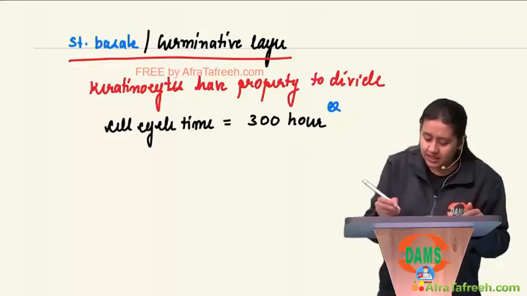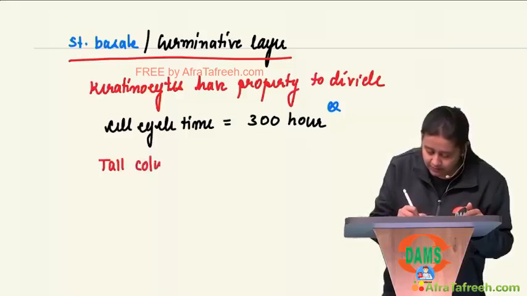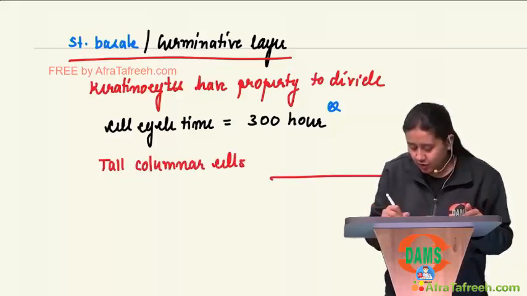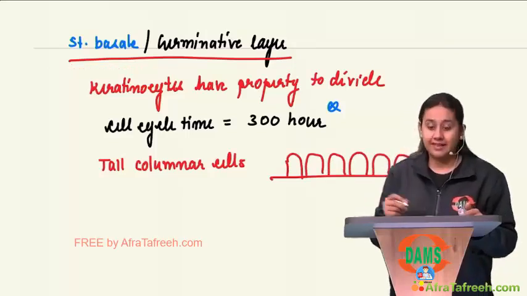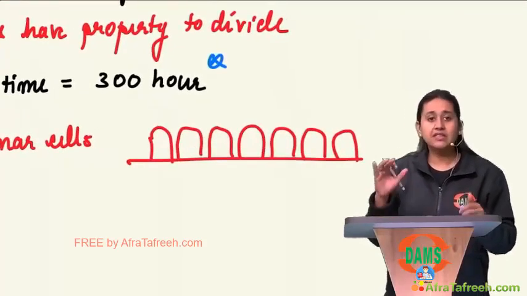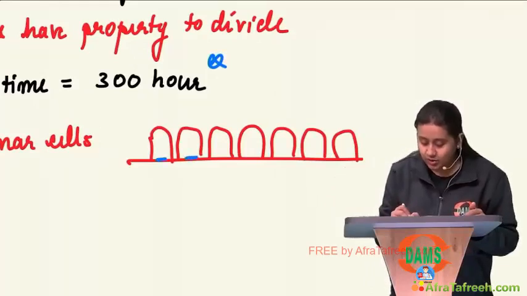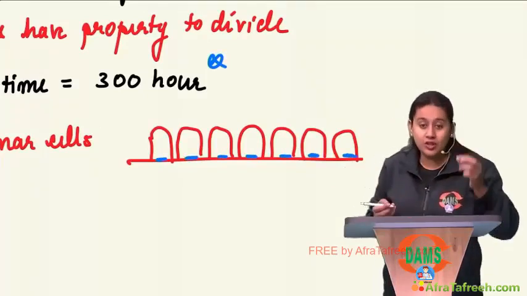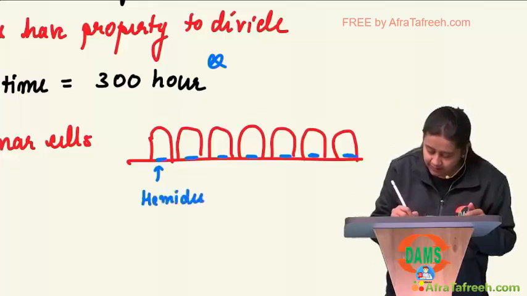What type of cells do you see in this layer? You see a single layer of tall columnar cells like this. You can even see it here. How do these tall columnar cells look? These stratum basale cells are attached to the basement membrane with the help of a glue, which is known as hemidesmosome.